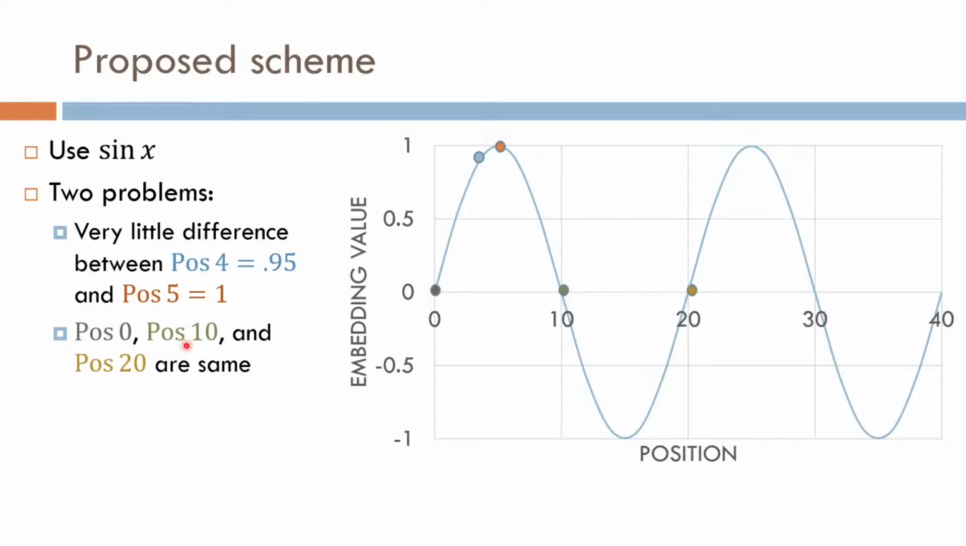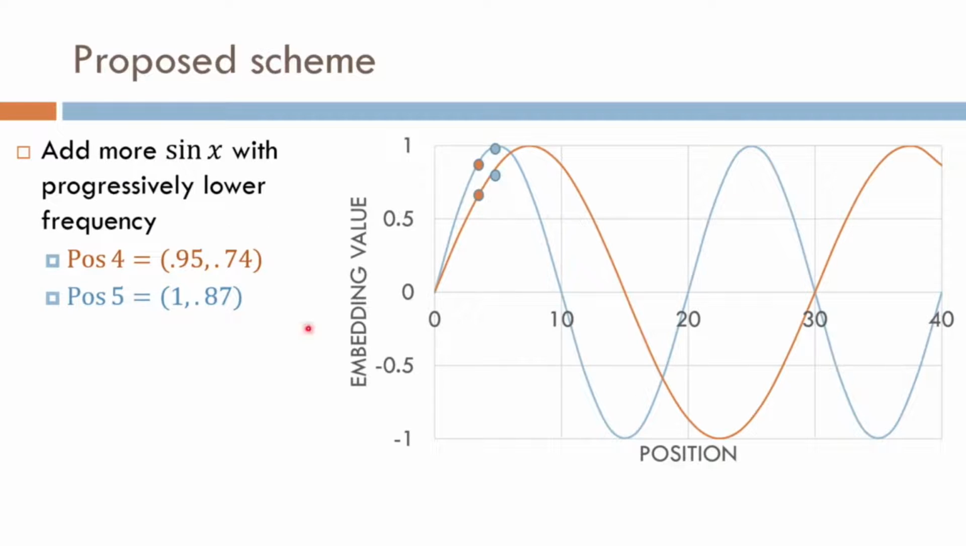Is position 4 really different from position 5? Another problem is that positions 0, 10 and 20 are the same, because the corresponding embedding value is all 0. This corresponds to sine of 0 degrees, this is 180 degrees, and this is 360 degrees. What they did was add more sin x functions with progressively lower frequencies, or higher wavelengths.